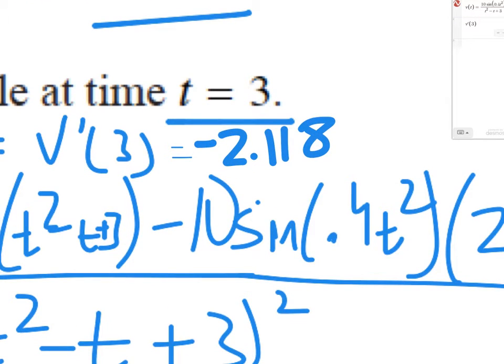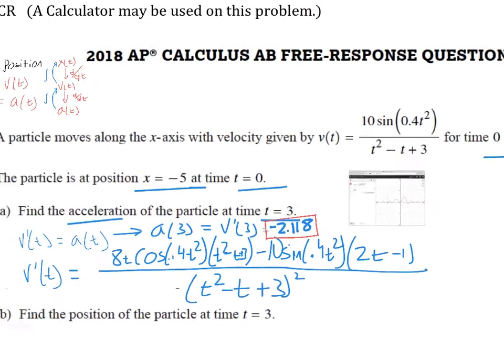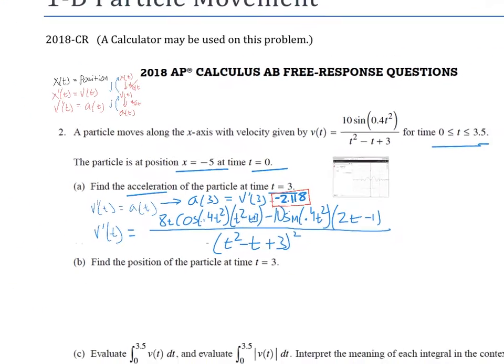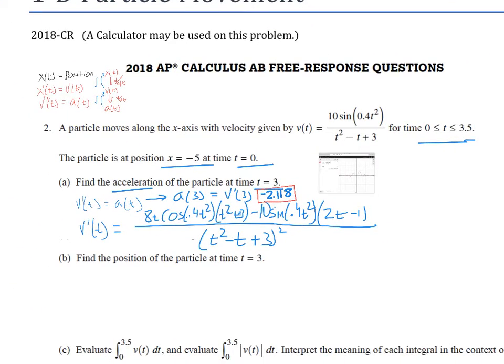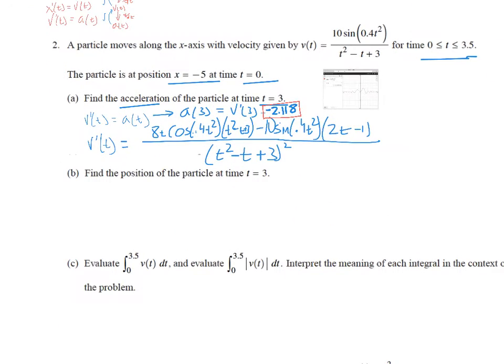Now, do be aware if there are any units here. In this problem it looks like there are no units. It doesn't say it's moving in feet or anything, it's just position, and time doesn't even have any units. So we're not looking for units here.